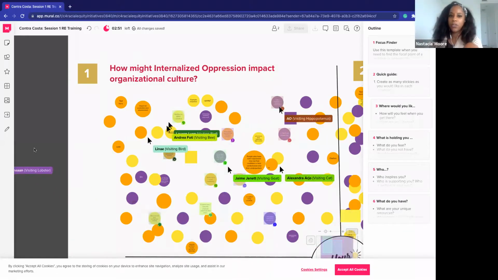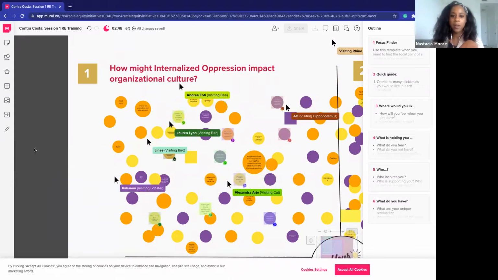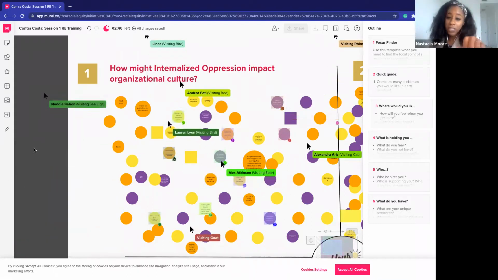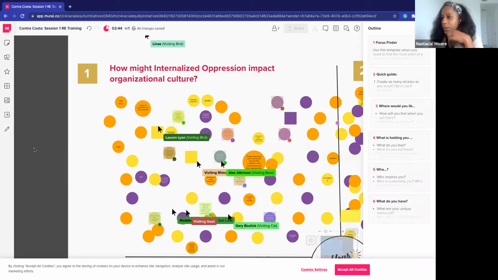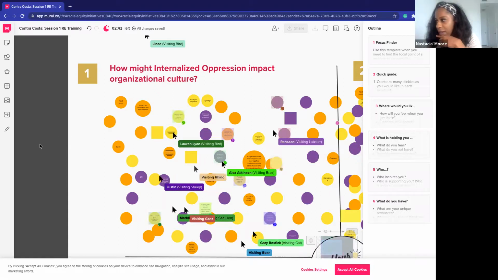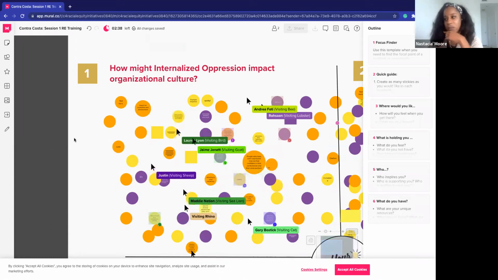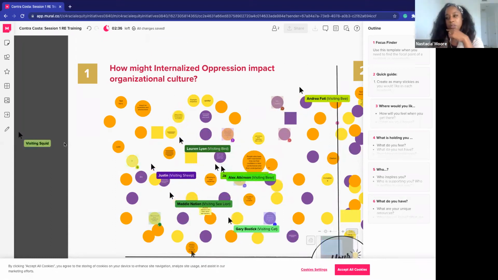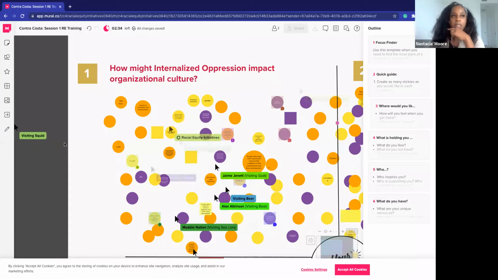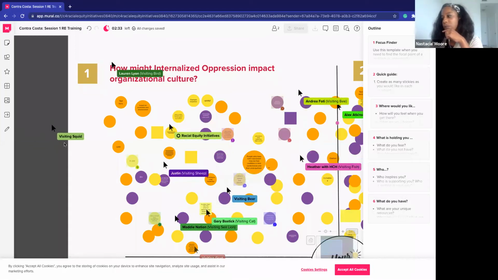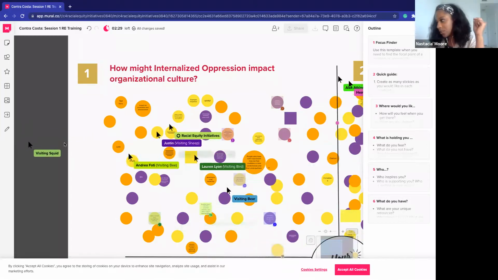So the question: how might internalized oppression impact organizational culture? I'm going to read some of these out loud. Someone says, deferring to white leadership. Absolutely. We're going to talk about white dominant cultural norms in later sessions, but this has come up numerous times.